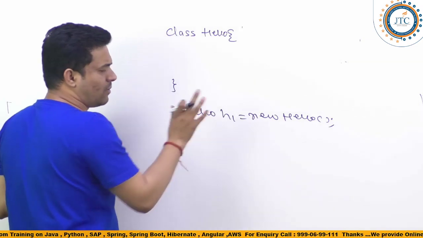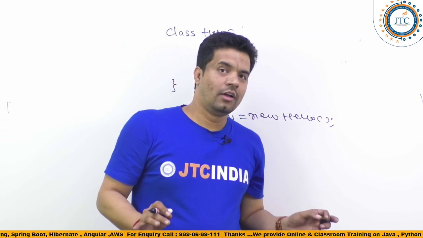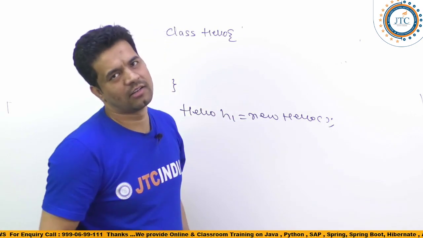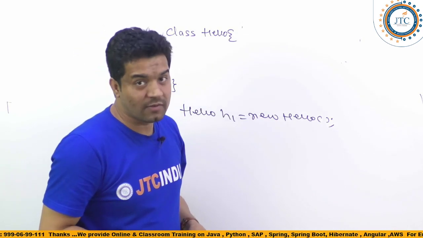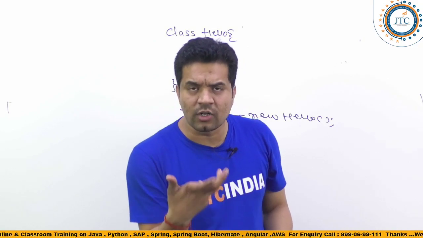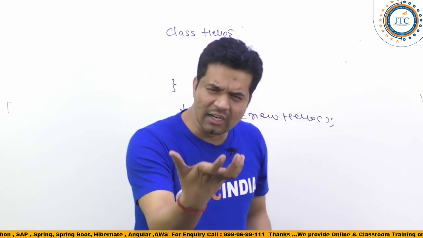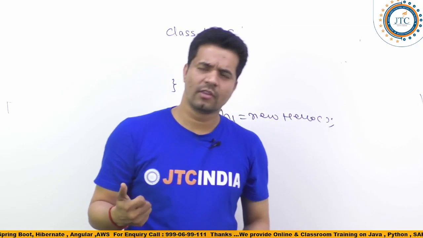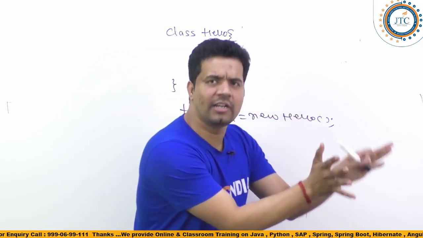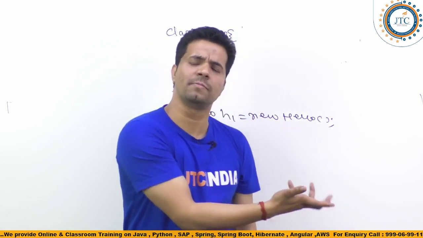So we have created one object. One simple question: what will be the size of an object? We have created one object. In simple terms, what is an object? An object is some amount of memory location inside the heap memory. That is a very low-level definition I told you: an object is an amount of memory location inside the heap memory.